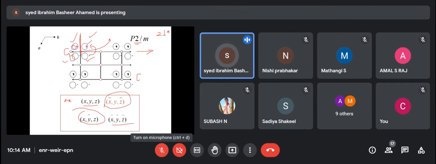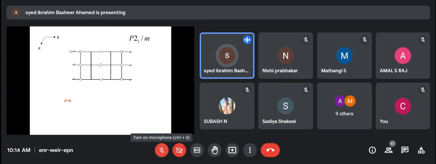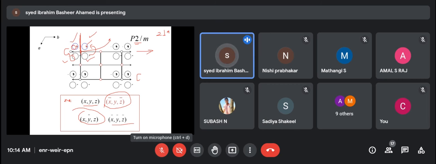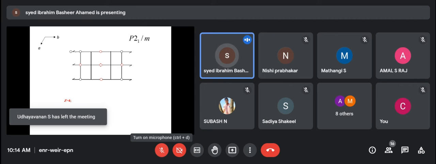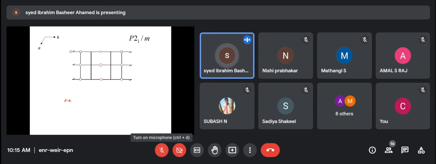Same thing, now P2 1 over M. Here with P2, I took a twofold rotation axis. Now with P2 1 over M, I am taking a screw axis and the mirror plane perpendicular to that. What I'm doing is every 1/4 I have a mirror plane. All right, so let us see.